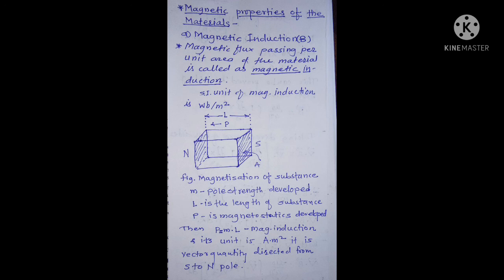Now the magnetostatics developed is P. Let in this magnetic substance, M be the pole strength developed, capital L be the length of substance, and P is magnetostatics developed.